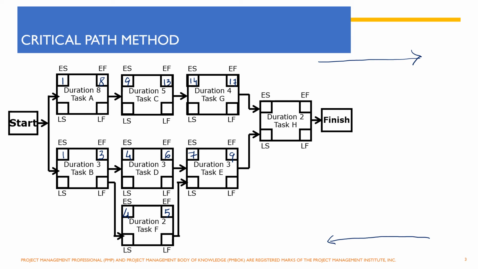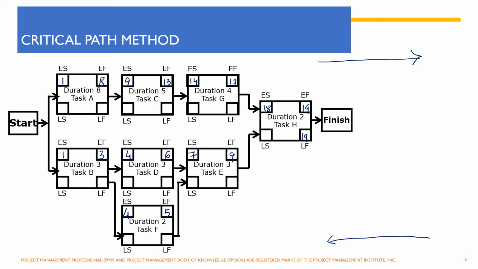Now activity H requires both G and E to complete. So even if activity E is completing on 9th, we cannot start activity H until 18th. And it requires 2 days, so it will get over on 19th. Now we know that we require 19 days to complete our project. So latest finish date for activity H would be 19th, and now we will do the backward pass calculation.